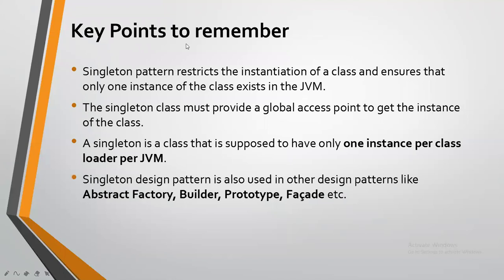So these are the key points to remember. Here I have given some of the key points of the singleton design pattern. The singleton design pattern restricts the instantiation of a class and ensures that only one instance of the class exists in the JVM. The singleton class must provide a global access point to get the instance of the class. A singleton is a class that is supposed to have only one instance per class loader per JVM. And finally, the singleton pattern is also used in other design patterns like abstract factory, builder, prototype, facade, etc. So that's all from my side.